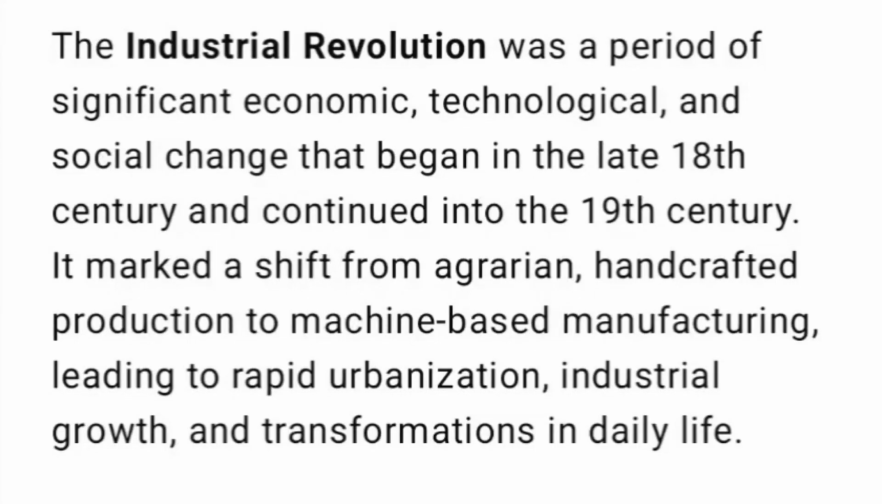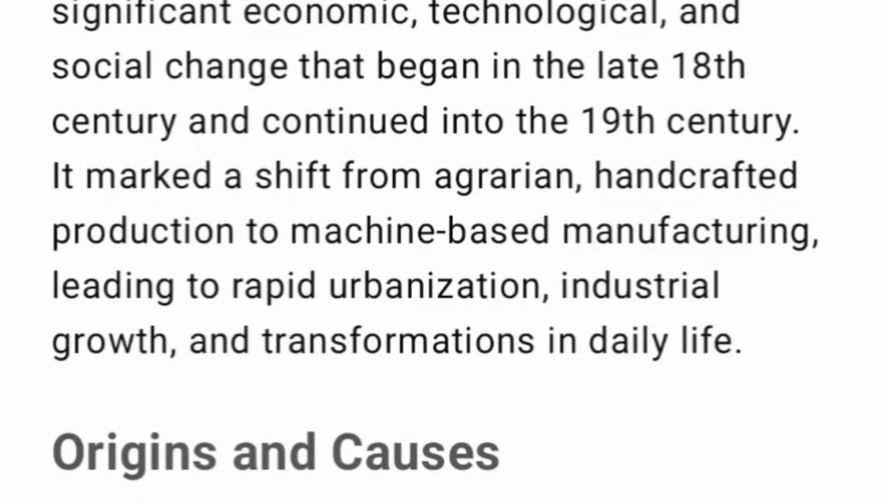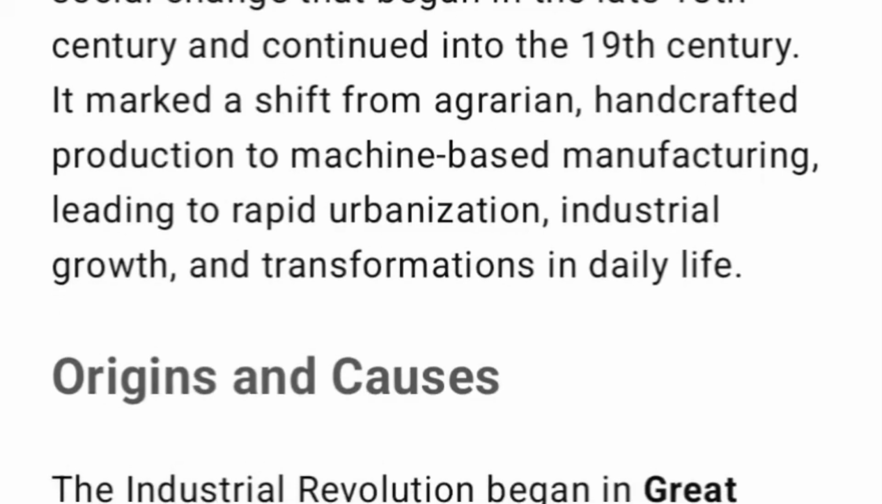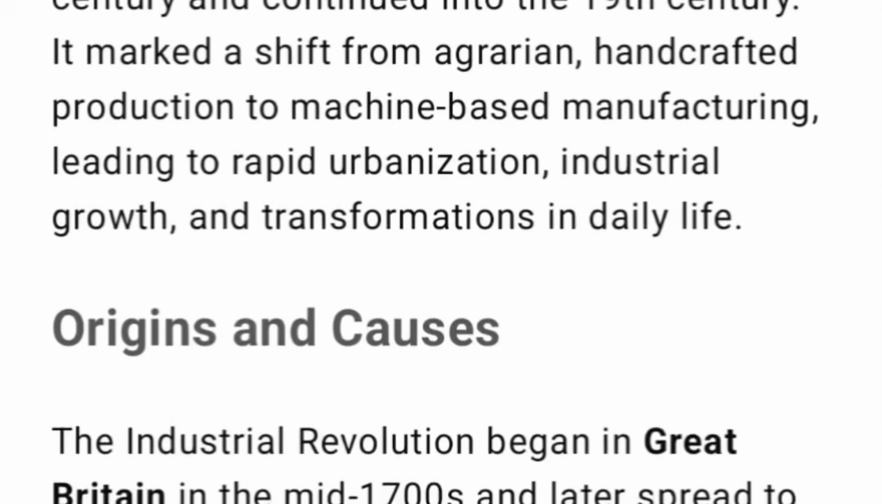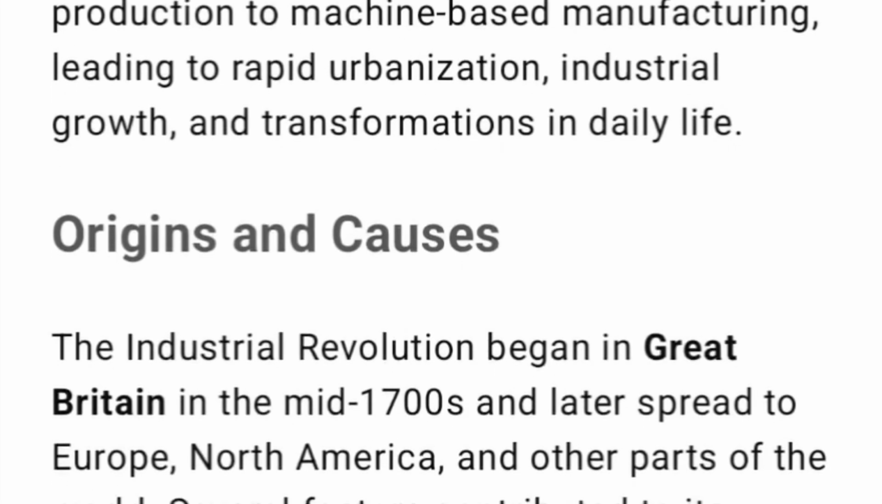The Industrial Revolution was a period of significant economic, technological and social change that began in the late 18th century and continued into the 19th century. It marked a shift from agrarian, handcrafted production to machine-based manufacturing, leading to rapid urbanization, industrial growth, and transformations in daily life.